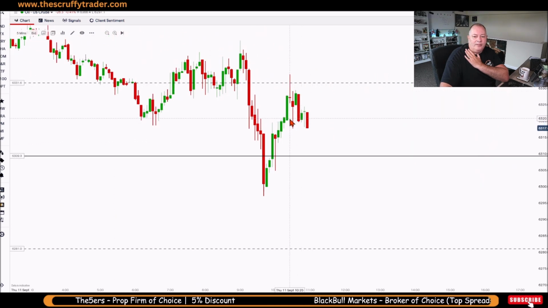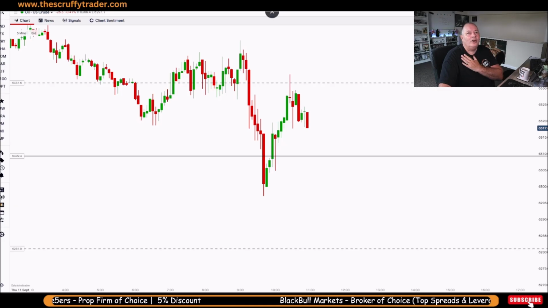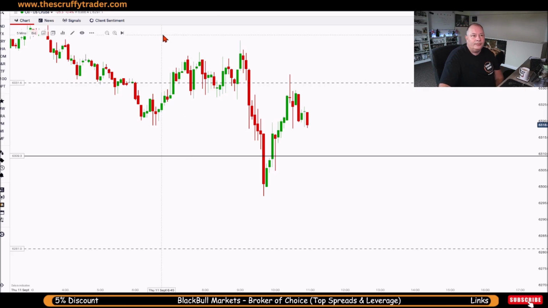So 1, 2, 3, 4, 5. Drop a quick order in underneath this slot for 8 pips. Bash. Or at least it will be in just a second.